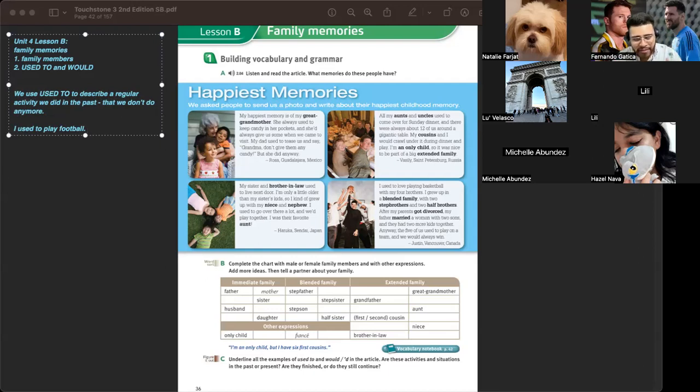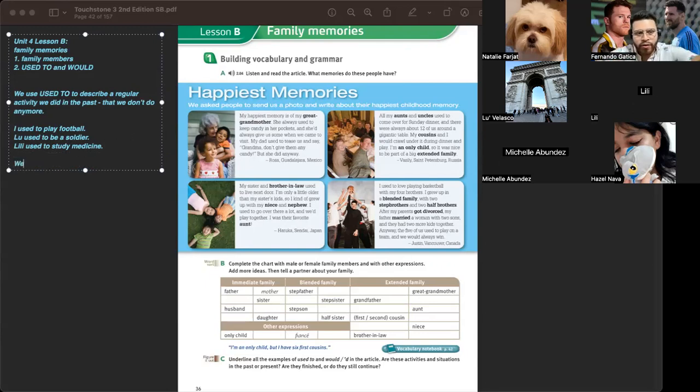That's one example. For example, Lou used to be a soldier. Lily used to study medicine. That's a regular activity in the past. She doesn't do that anymore. I don't play football. Lou is not a soldier, and Lily doesn't study medicine. It finished.